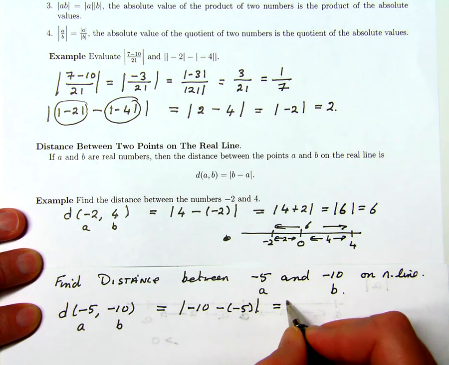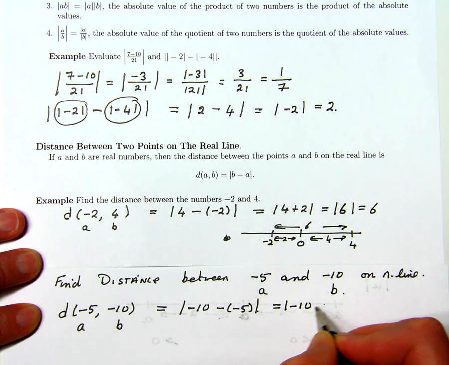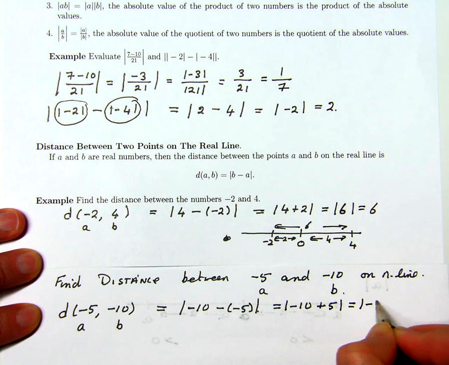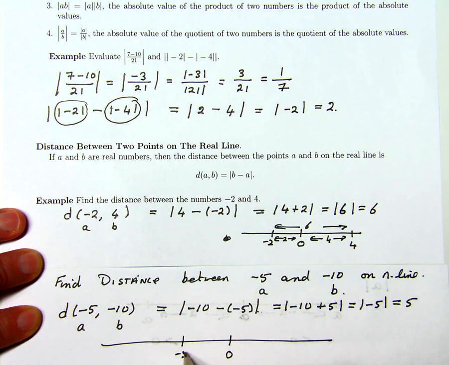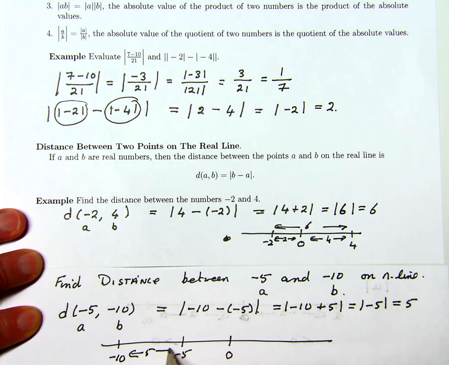So I do this step by step. That's the absolute value of minus 10. Minus by minus gives me a plus. And that's the absolute value of minus 5. And that's equal to 5. And again, what's happening here is the following. I have minus 5 here, minus 10 here, and there's 5 units between them.